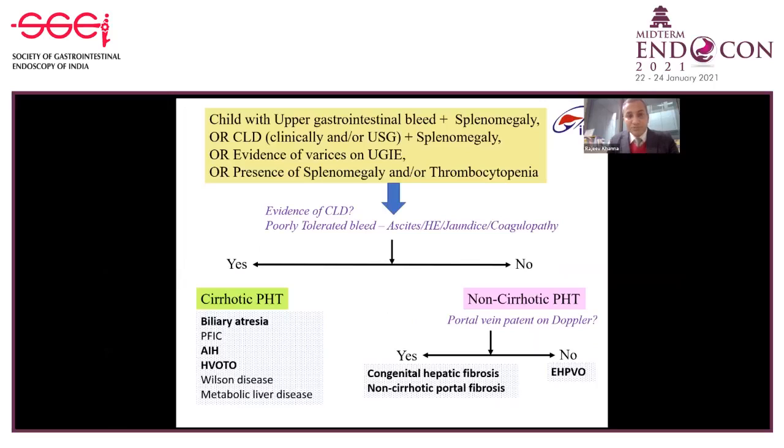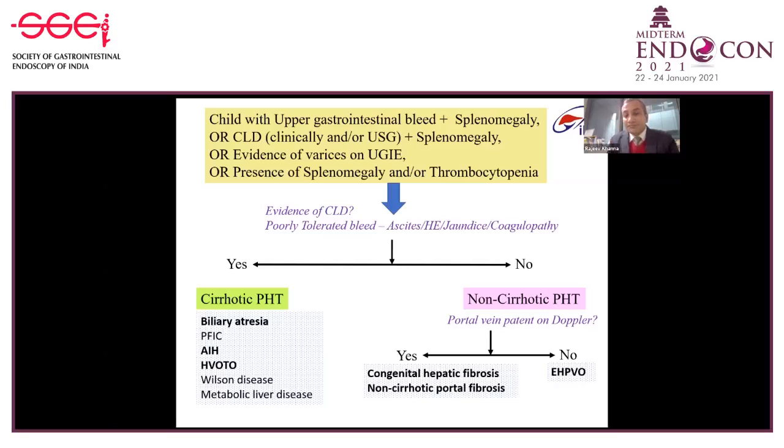So this is our institute protocol to evaluate children with portal hypertension. Those who present with variceal bleed with splenomegaly, or CLD with splenomegaly, or evidence of thrombocytopenia, we look for evidence of CLD, and also we look at whether the bleed is tolerated well or not. Intolerance means development of ascites, encephalopathy, jaundice, or coagulopathy, and if the answer is yes, then this is cirrhotic portal hypertension. The common causes are biliary atresia, PFIC, autoimmune hepatitis, HVOTO, or Wilson disease.